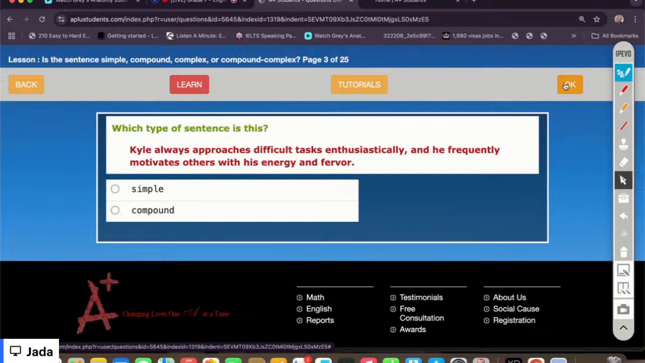Okay, so we have: "Cal always approaches difficult tasks enthusiastically, and he frequently motivates others with his energy and fervor." So, what is this one now? We have "and" and we have a comma. So what would that be? Simple or compound sentence? So we have the compound sentence.